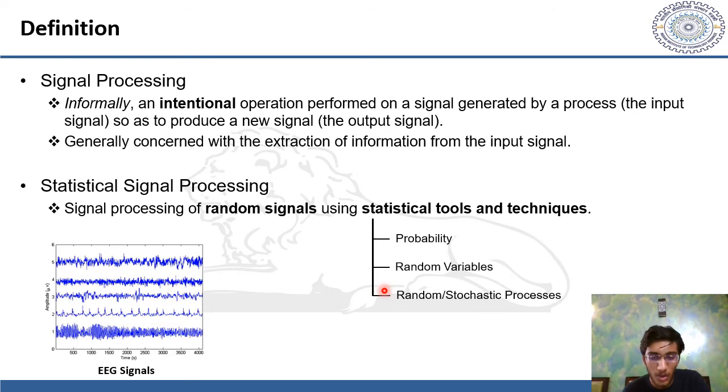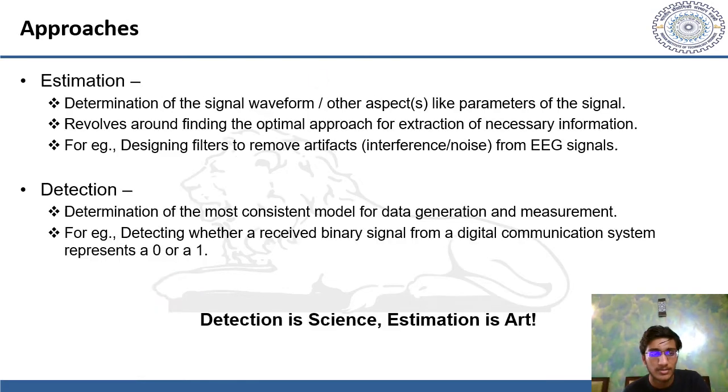However, before we begin to dive deep into probability and random variables, let us first discuss the two main approaches which are generally followed by people who are working in the domain of statistical signal processing. The first approach is that of estimation.